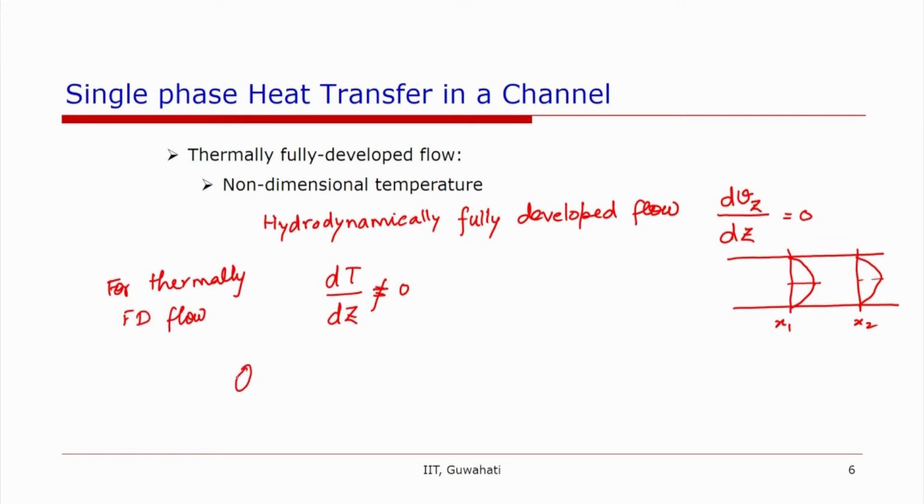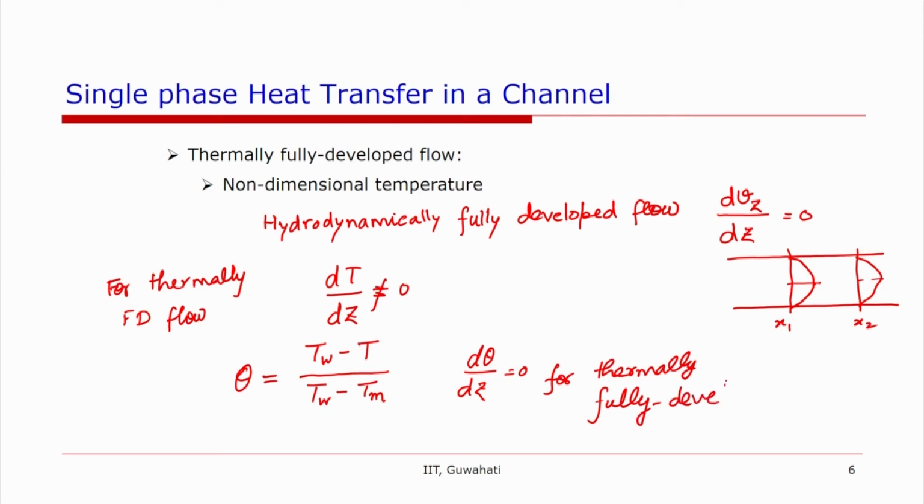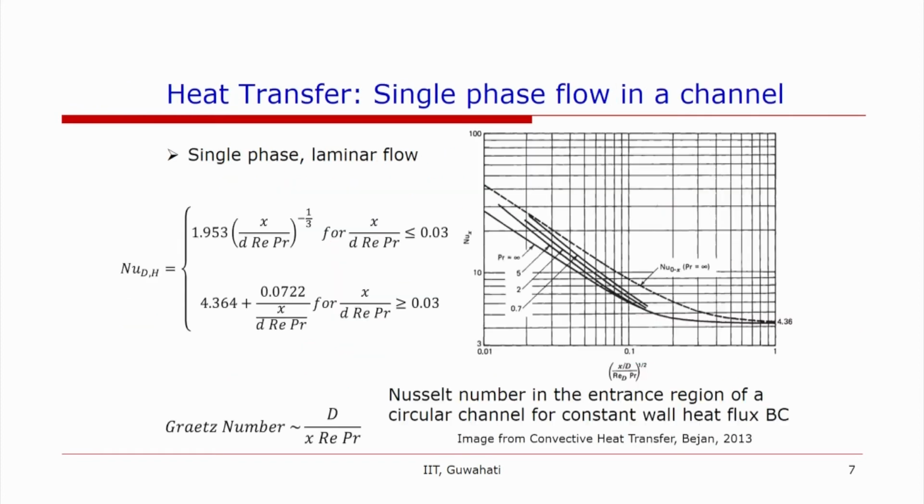Whereas the non-dimensional temperature, so the temperature does increase, but the non-dimensional temperature, which can be defined as T wall minus T divided by T wall minus T mean, and d theta over dz is equal to 0 for thermally fully developed flow. Okay. So, let us remember all this.